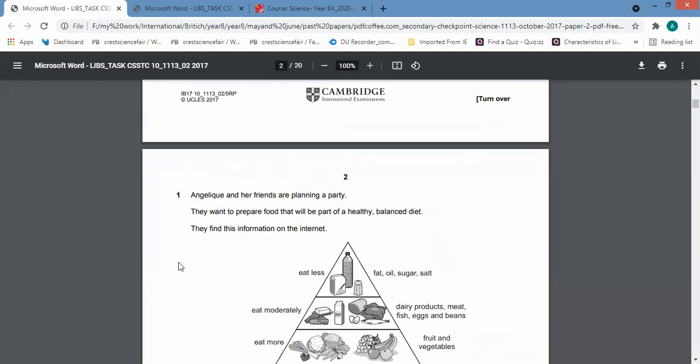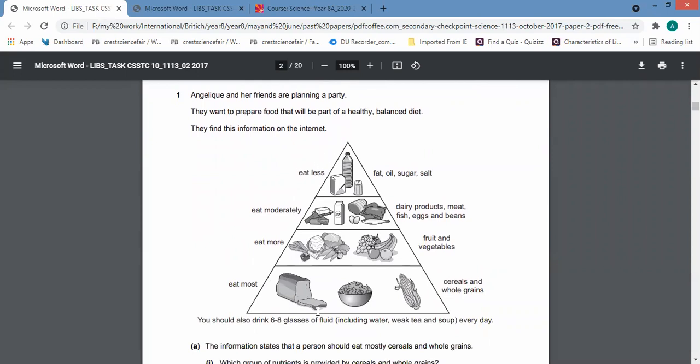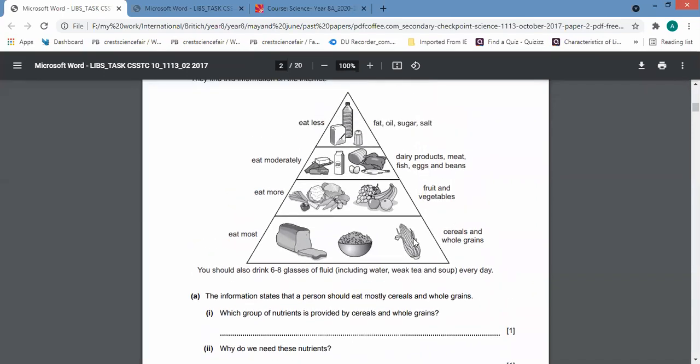Angelique and her friends are planning a party. They want to prepare food that will be part of a healthy, balanced diet. They find this information on the internet. In this diagram, you should also drink from 6 to 8 glasses of fluid, including water, weak tea, and soup every day. And this hierarchy of a balanced diet, or the triangle, includes different sources of food.